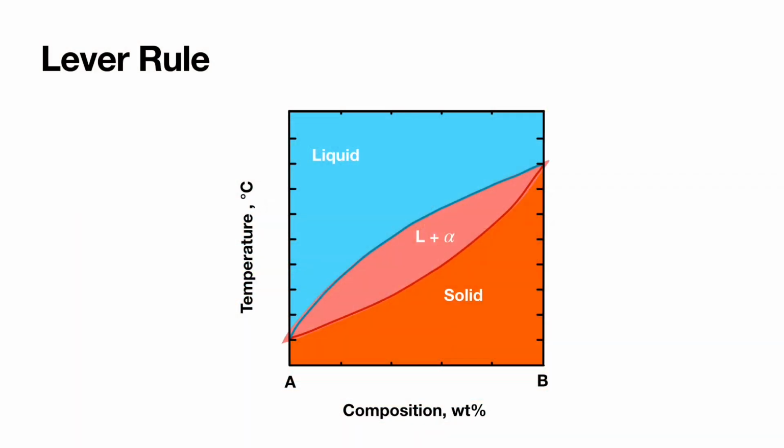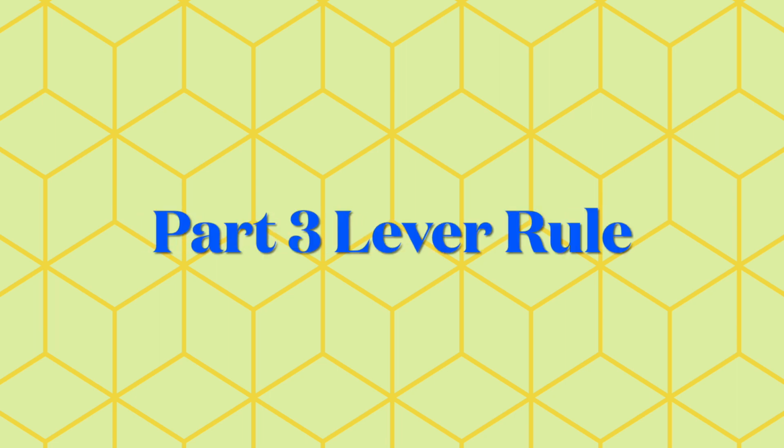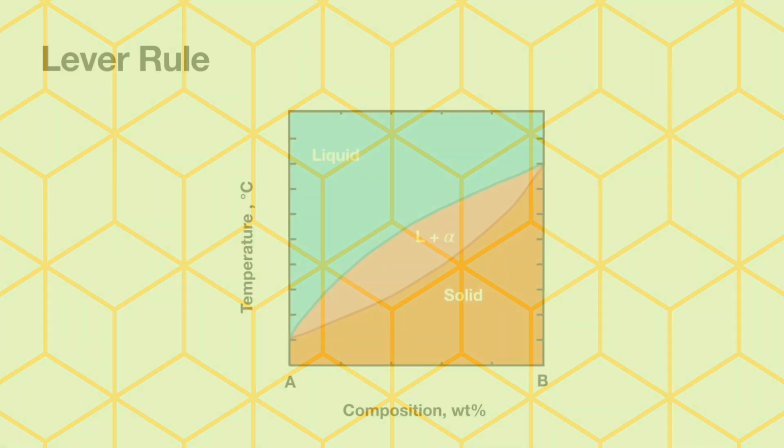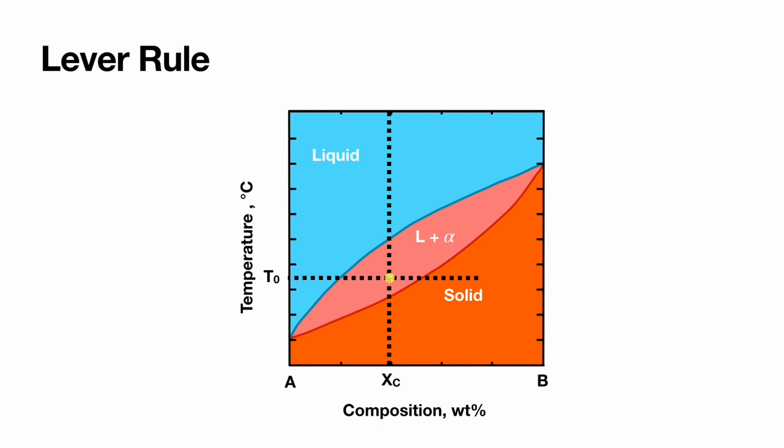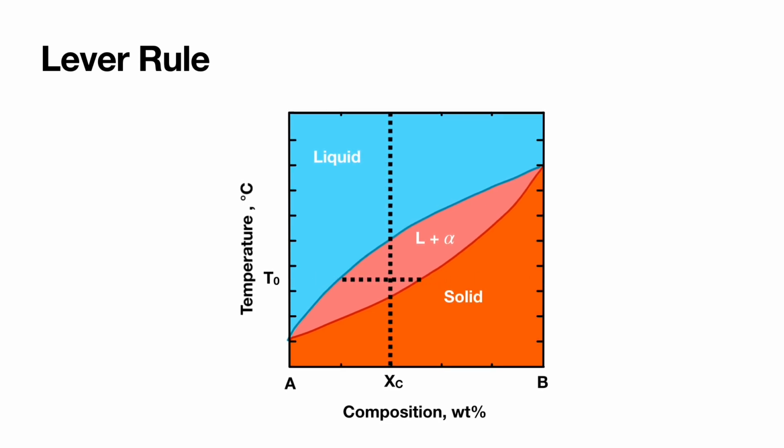To quantify the amount of two phases in the binary isomorphous phase diagram, we use the lever rule. The lever rule determines the relative amount of phases present in a system at equilibrium based on the conservation of mass during phase transformation. By measuring the distance on the diagram, it determines the ratio of the two phases, aiding in predicting the composition of phases during heat treatment.